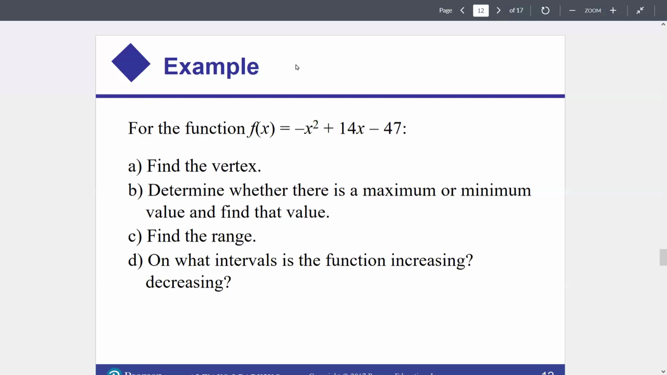All right, so this example, I want to do it without any graphing. So first thing is, like I said, we need to find that vertex. So we need really just our A and B. But we see here that A is going to be -1 and B is going to be 14.